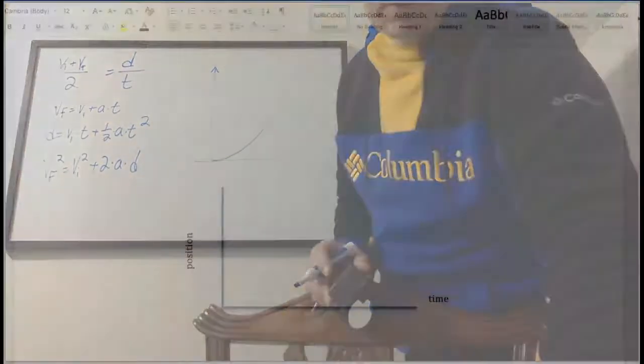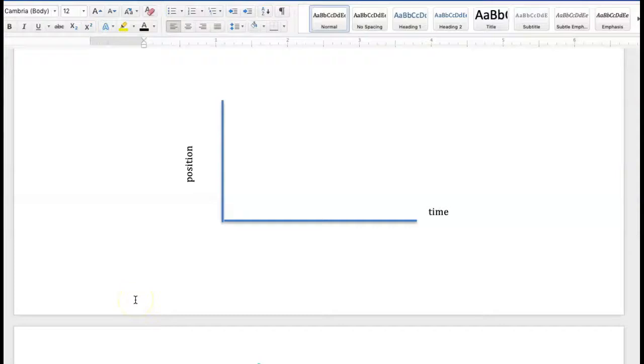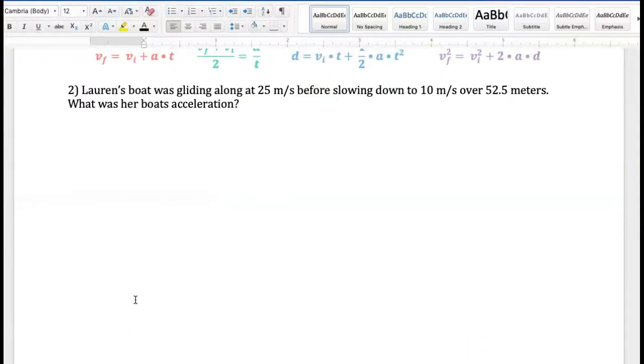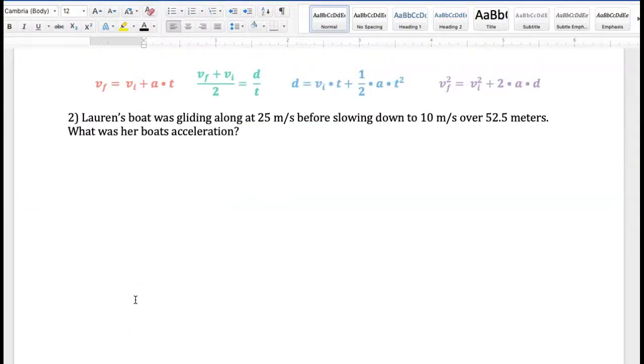All right, let's go on to number 2. Now it's Lauren's turn. Lauren was gliding along at 25 meters per second before slowing down to 10 meters per second over 52.5 meters. What was Lauren's acceleration? All right, so we look at it, we see 25 meters per second. That's going to be the initial velocity because that's what came first, right, at the start of the problem.